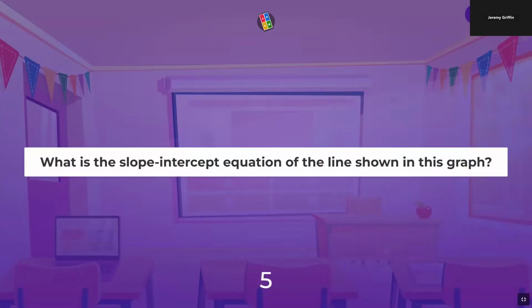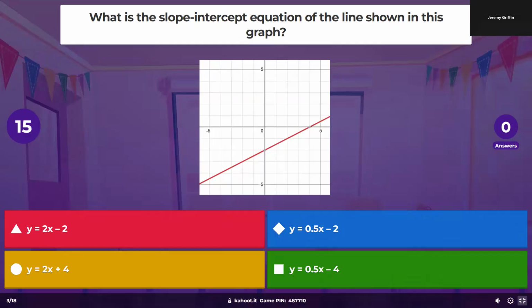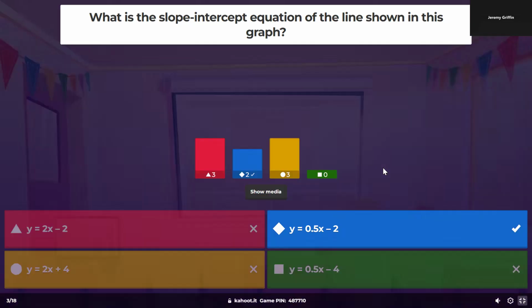What's the slope-intercept equation for the line shown in this graph? Y equals mx plus b. That's what slope-intercept form is. I see an intercept down here at -2, and I see a slope of up 1/2. So what's the slope of a half and a y-intercept at -2? That'd be that one right there. There's your slope is 1/2, and your y-intercept is at -2.